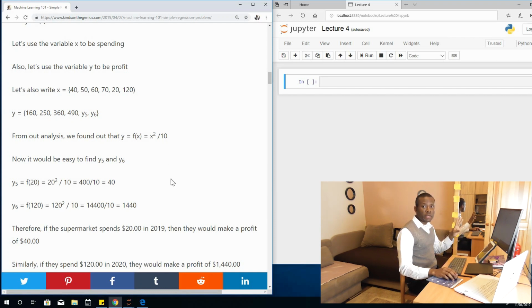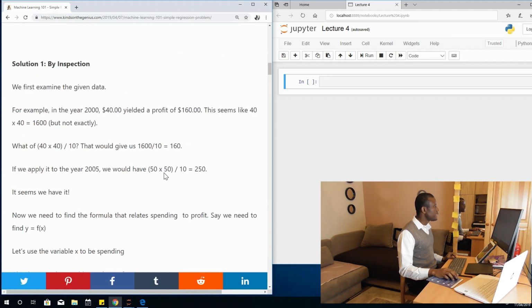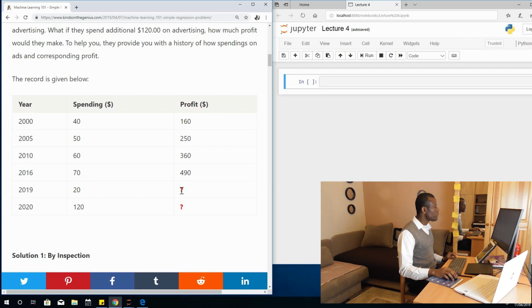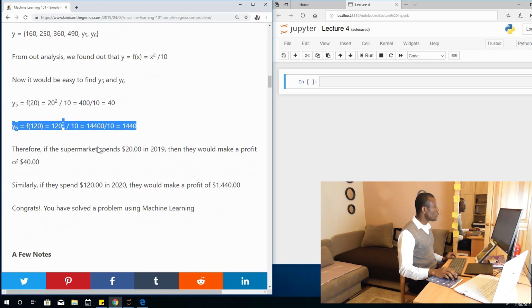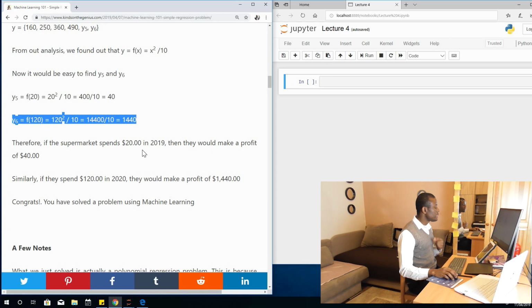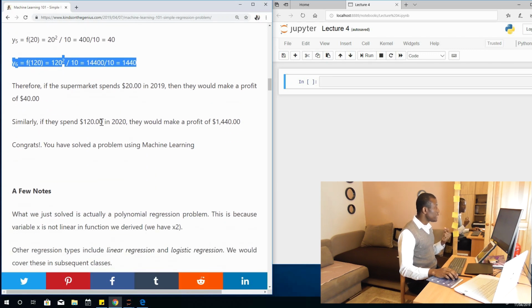So the basic principle we are going to learn here is the same principle that applies if you have very large data series. In this case, it will be easy to find y5 and y6, and we easily calculate it in this line and also in this line. Therefore, if they spend $20 in 2019, they will make a profit of $40. If they spend $120 in 2020, they'll make a profit of $1,440. So congrats, you've solved your first machine learning problem.